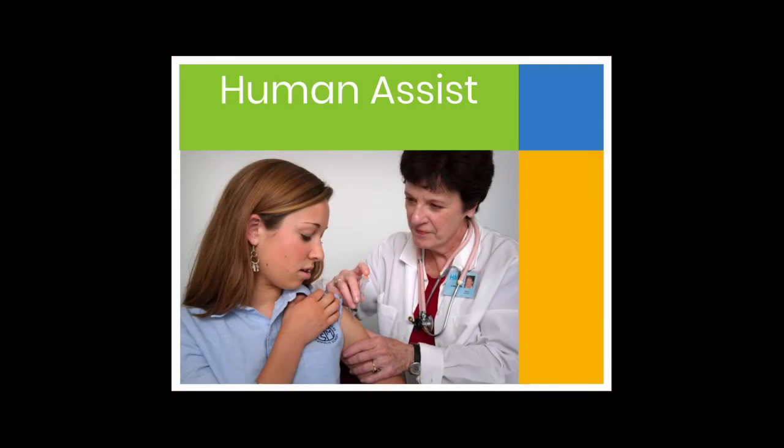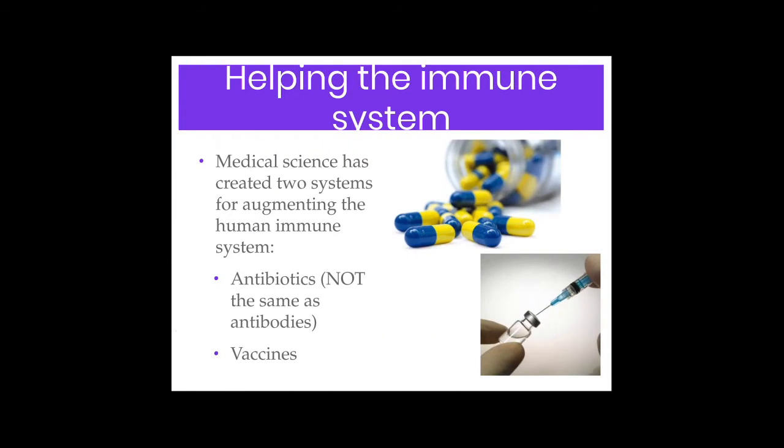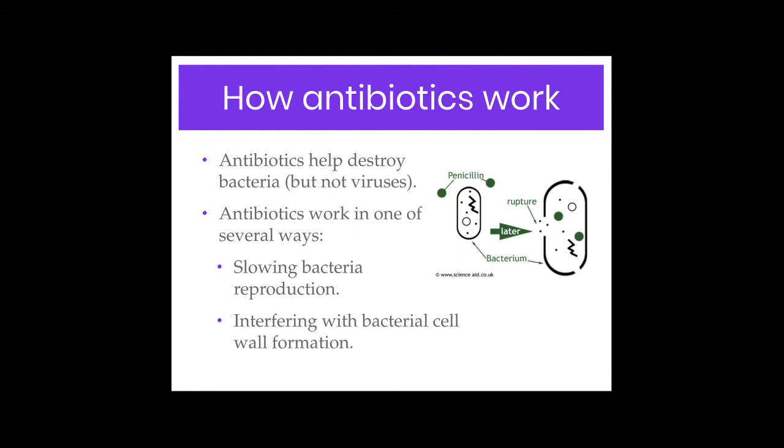So now we're going to look at how we can assist our immune system. Our immune system's not perfect, it needs a little help sometimes. So we're going to look at antibiotics and vaccines. The first one, antibiotics. We've already talked about this many times.